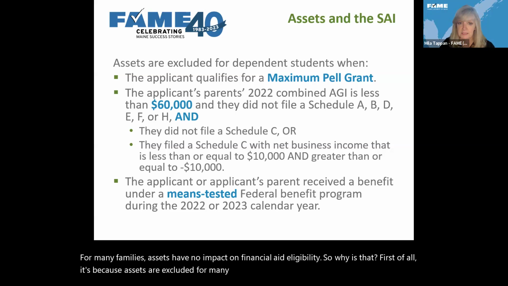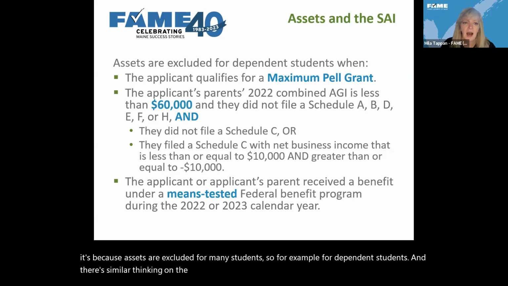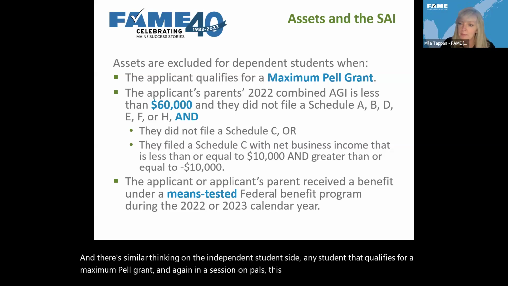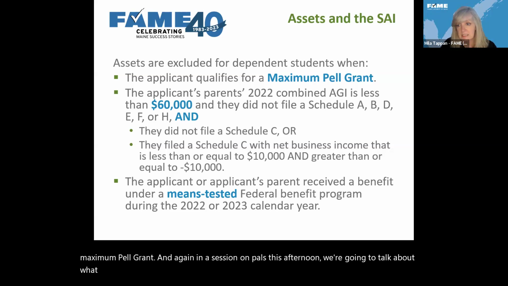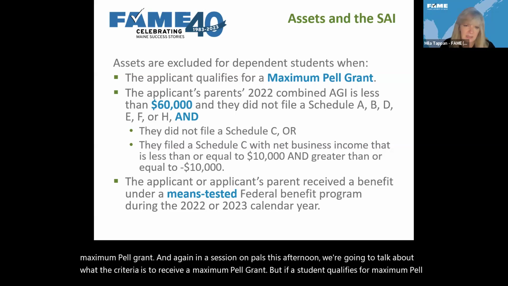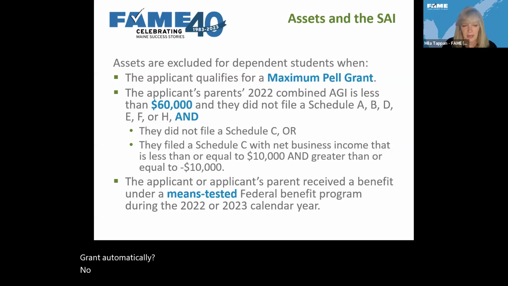So, for example, for dependent students, and there's similar thinking on the independent student side, any student that qualifies for a maximum Pell Grant, and again, in our session on Pells this afternoon, we're going to talk about what the criteria is to receive a maximum Pell Grant. But if a student qualifies for a maximum Pell Grant, automatically no assets are taken into account.